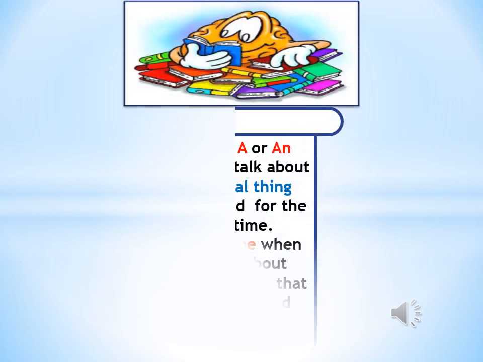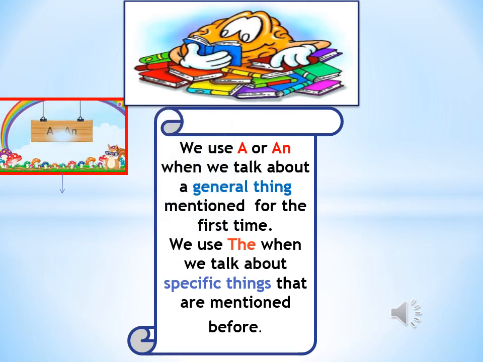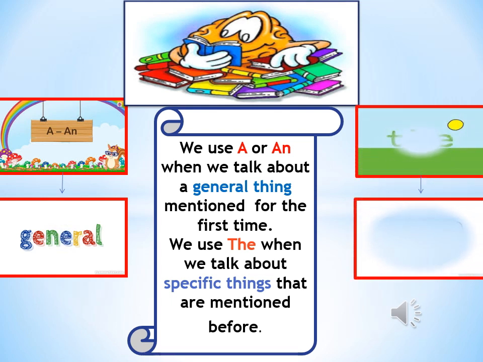Now take care of this. We put a or an when we talk about a general thing mentioned for the first time. But we use the when we talk about a specific thing that is mentioned before.